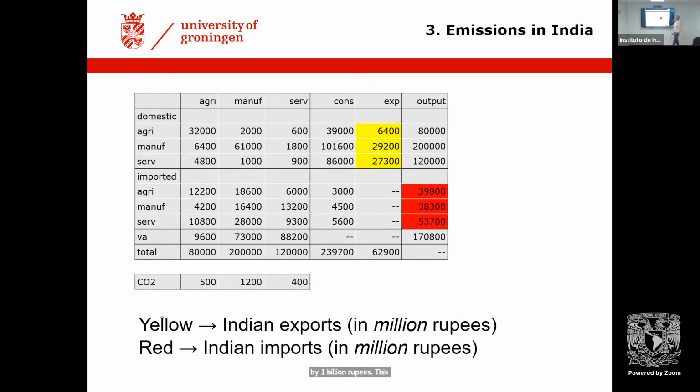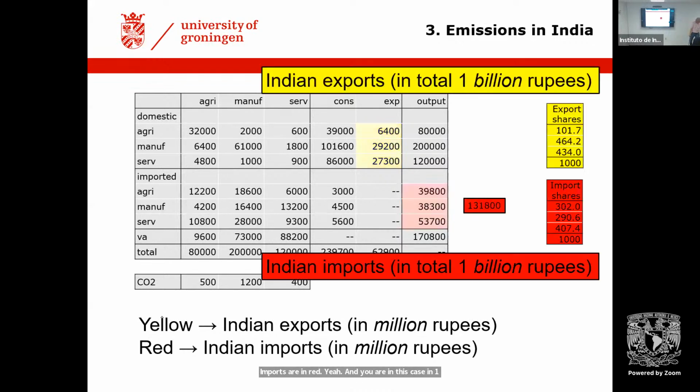This has nothing to do with India. It's just an example that I use for my students, and it's just about the numbers. So the exports are in yellow, imports are in red. They are, in this case, in million rupees.